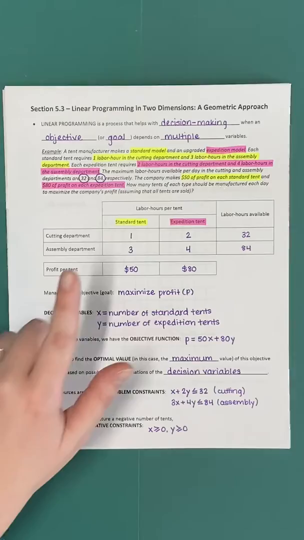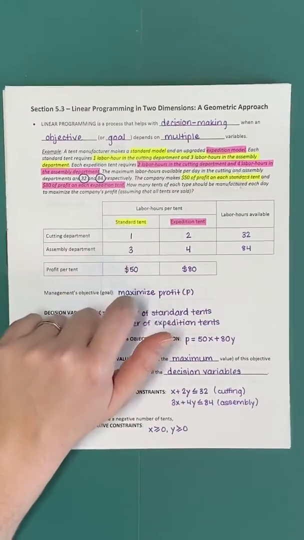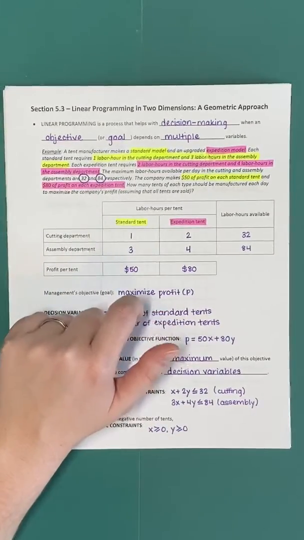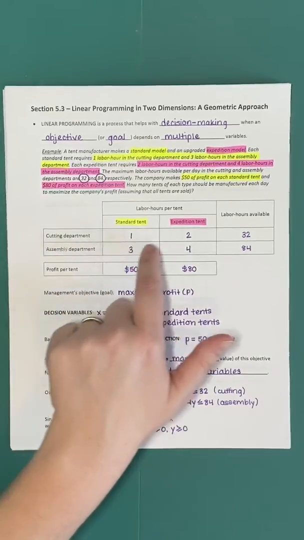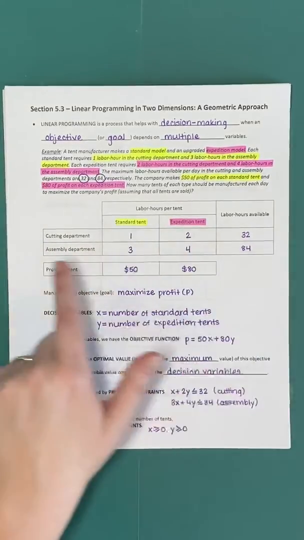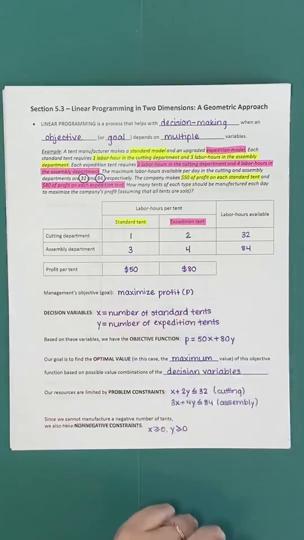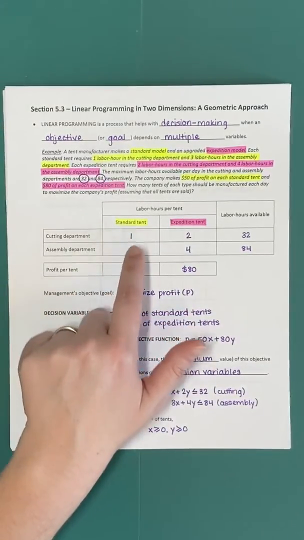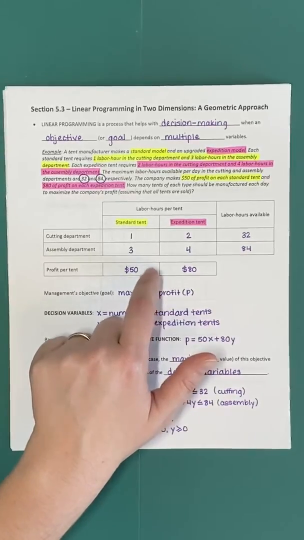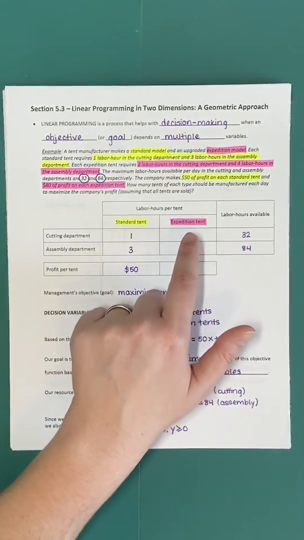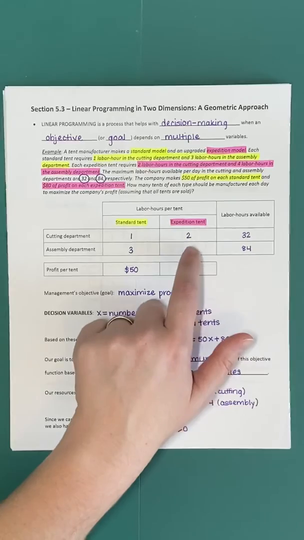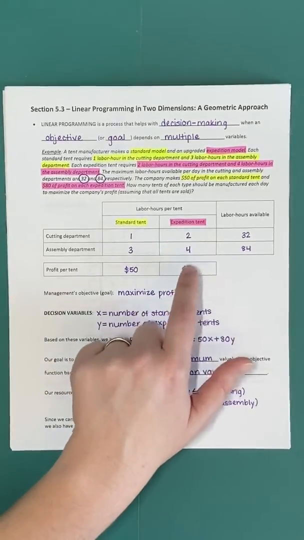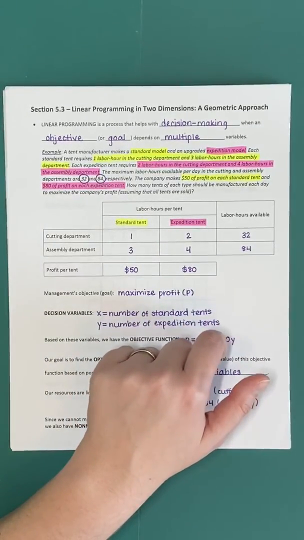Okay. So in my first column, I'm going to organize everything I know about creating a standard tent. So the first row is going to be what happens in the cutting department. The second row is going to be what happens in the assembly department. So for a standard tent, we have 1 hour in cutting and 3 hours in assembly. For an expedition tent, the upgraded model takes a little bit longer to make. So we have 2 hours in the cutting department. We have 4 hours in the assembly department.